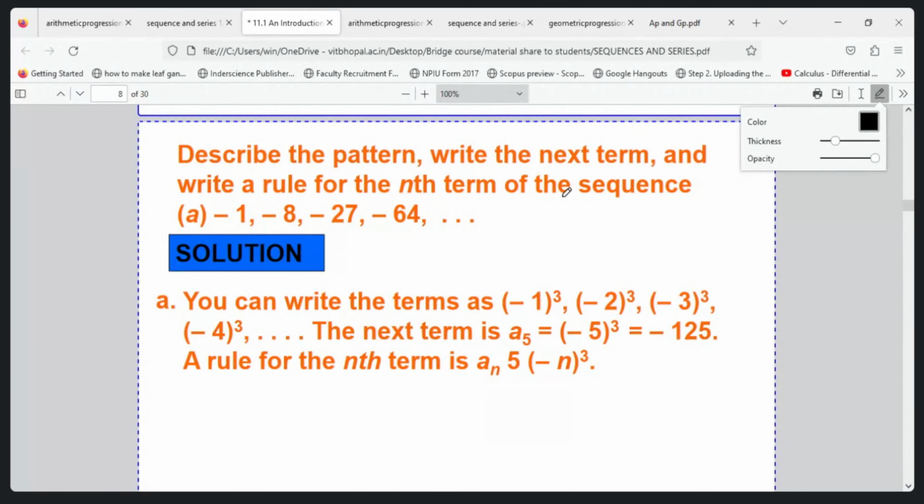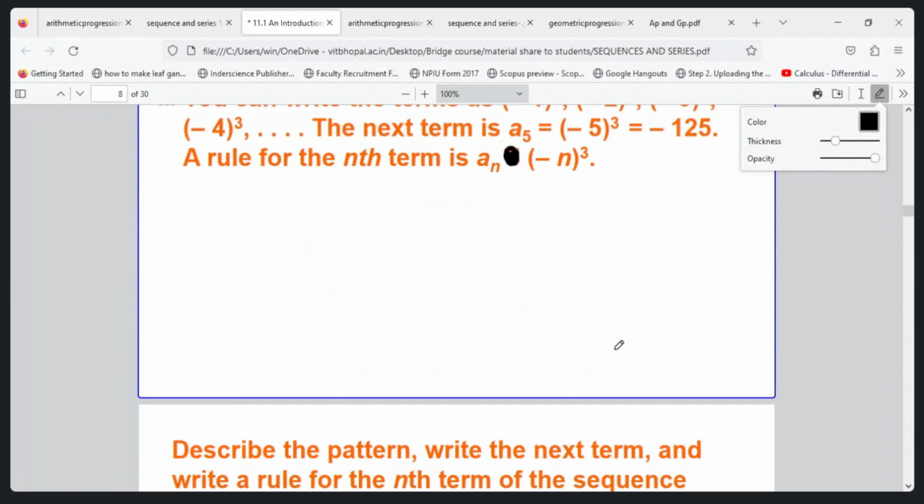Describe the pattern, write the next term, and write a rule for the nth term in the sequence: -1, -8, -27, -64 and so on. You can write the terms as -1 cubed, -2 cubed, -3 cubed, -4 cubed. Because the power is odd, it is negative; if the power is even, it is positive. So a_5 is -5 cubed, that is -125, and the nth term is a_n equals -n cubed.